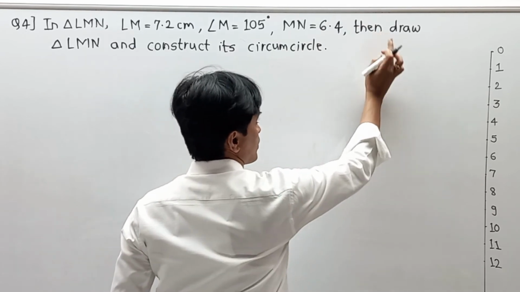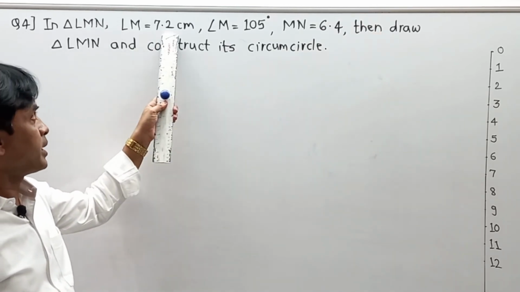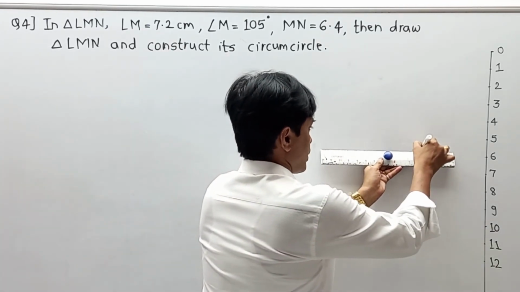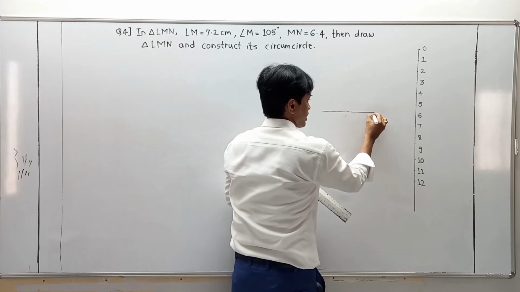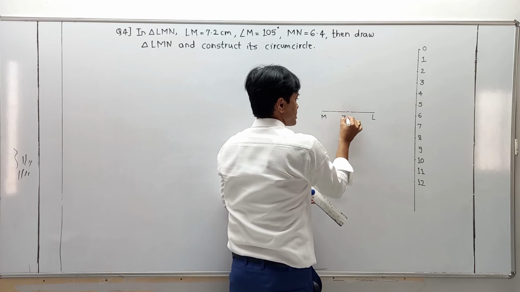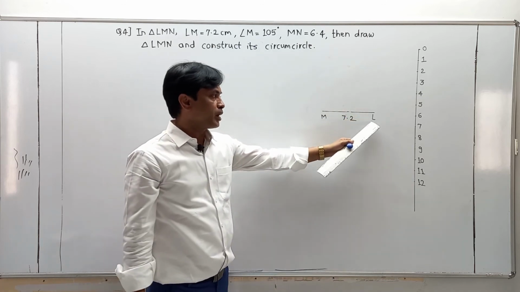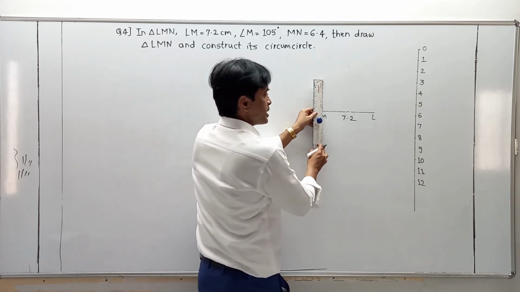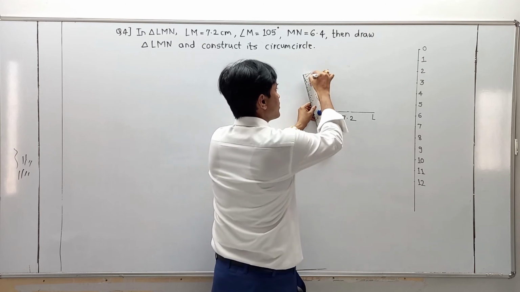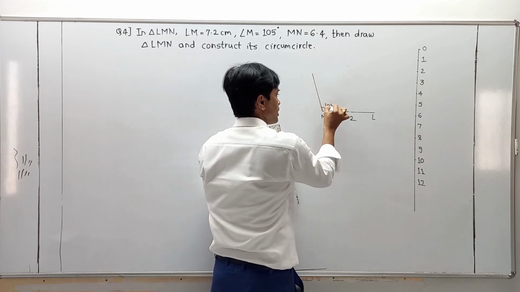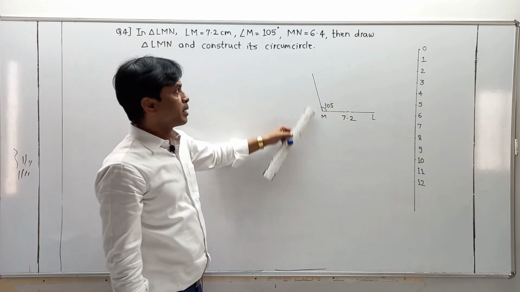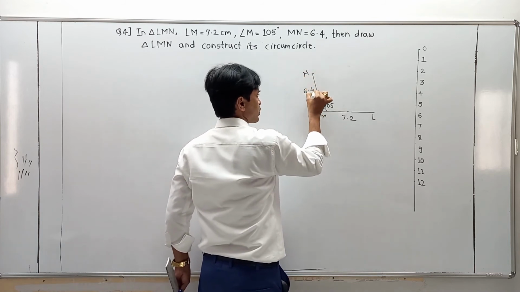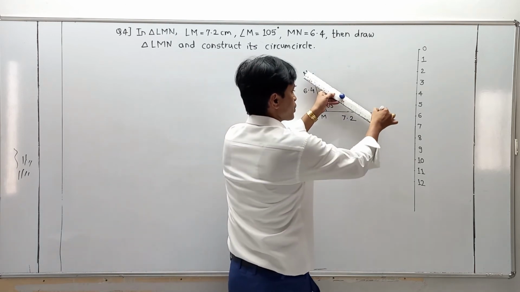Now please pay attention for understanding a part. In triangle LMN, LM is 7.2 centimeter. Remember, first of all, we are going to draw LM as 7.2 centimeter. Now why have I drawn L over here and M over here? Please try to understand. Angle M they have given as 105, so tentatively I am going to draw the angle like this, 105 degrees. Then M to N, that is 6.4. After that, definitely we are going to draw LN.